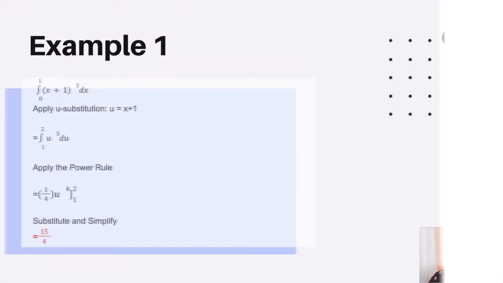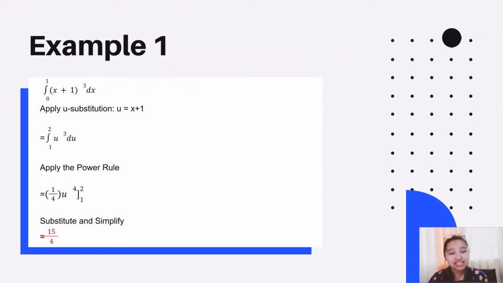For example number 1, our given is the integral from 0 to 1 of (x + 1)³ dx. To solve this, we need to apply u-substitution, wherein u equals x + 1. We will be able to get the integral from 1 to 2 of u³ du. Then we're going to apply the power rule and get 1/4 u⁴ between the limits of 1 to 2. Lastly, after substitution and simplification, we will arrive at the answer 15/4.